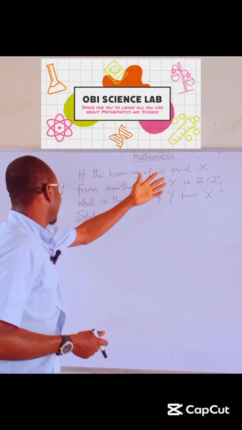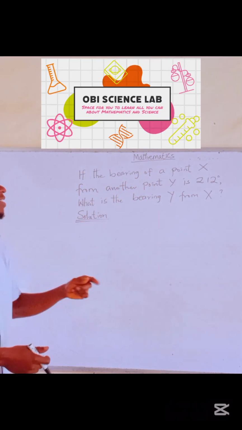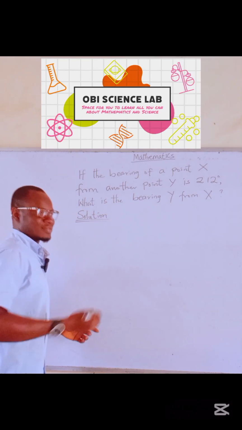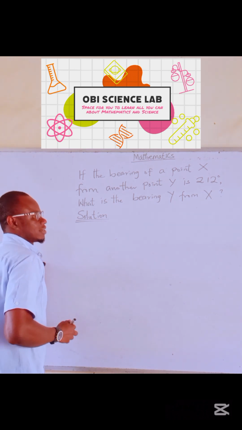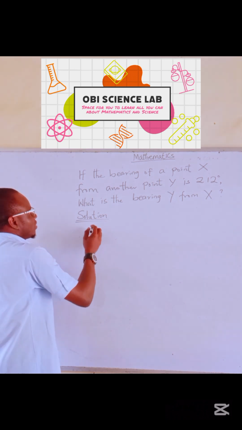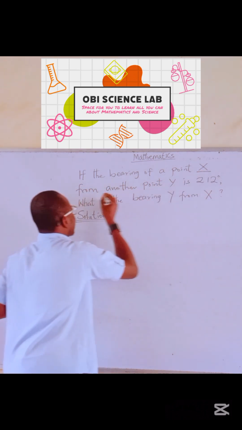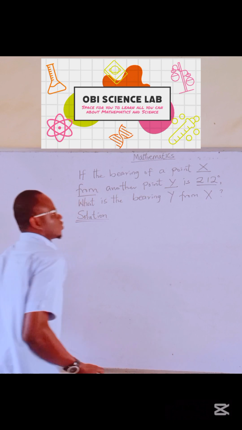If the bearing of a point x from another point y is 212 degrees, what is the bearing of y from x? And of course, we know bearings are taken in the clockwise direction. So we have a point x taking its bearing from y as 212 degrees.